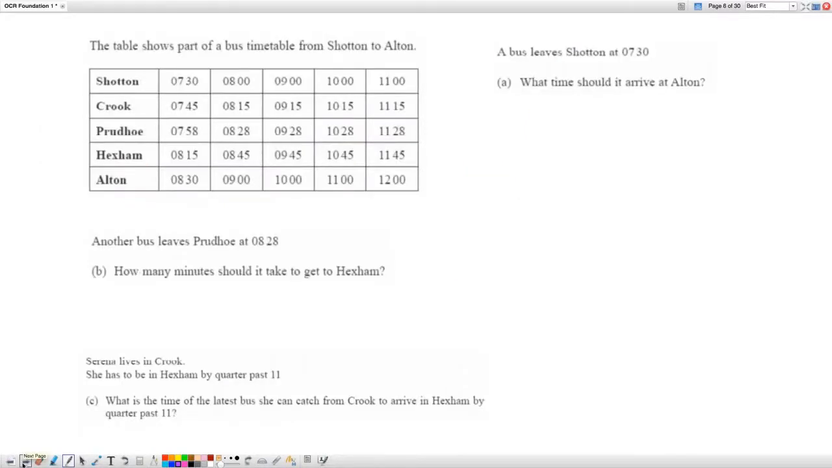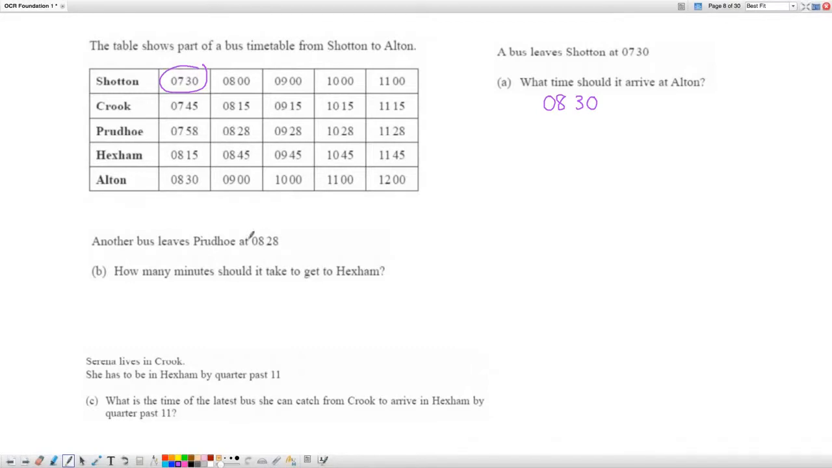This table shows part of a bus timetable. We can see here that the bus leaves Shotton at 7:30. That's here. And we're asked what time it arrives in Alton. The arrival time in Alton, reading down the table, is 8:30.